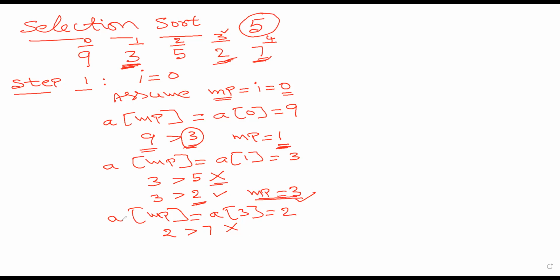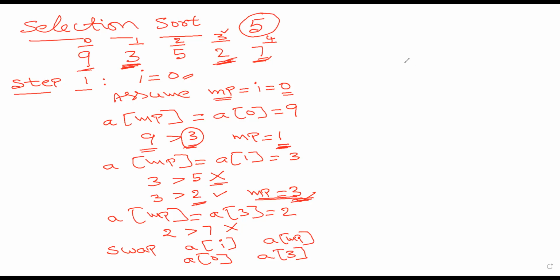So the final minimum element position we got is 3. Once all the elements are completed, we perform swapping of A of i with A of minimum position. What is the i value we started with? i is equal to 0. So we swap A of 0 with A of 3, where the minimum position is 3. The value of A of 0 is 9, and the value of A of 3 is 2.